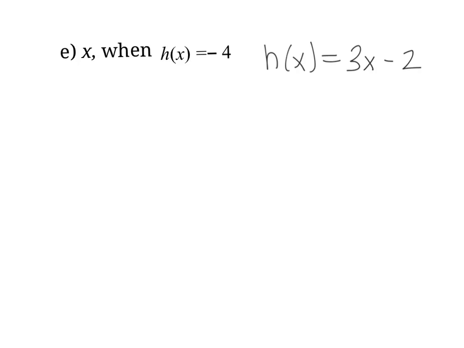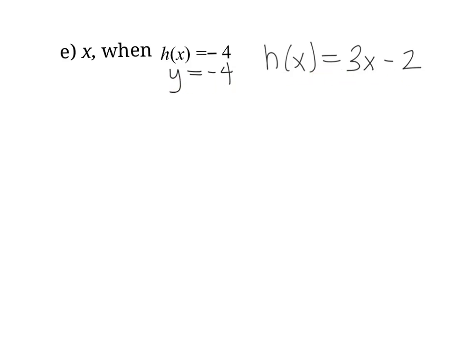And now we've got part E. This is weird because it's asking for x this time. For all the other examples in example 2, we've been given x. Now we're looking for x when h at x is equal to negative 4. What does this mean? Well, we know that h at x is the fancy way of saying y. So this is really y is equal to negative 4. So this is actually a really simple problem where instead of plugging in for x and solving for y, we're doing the opposite. Now we're solving for x when y is equal to negative 4.